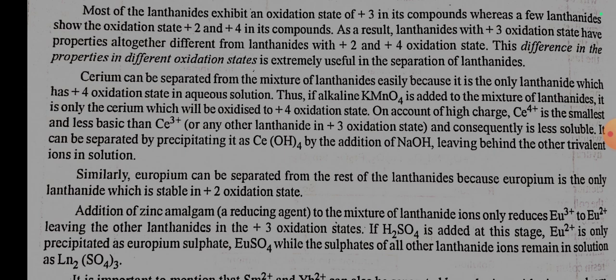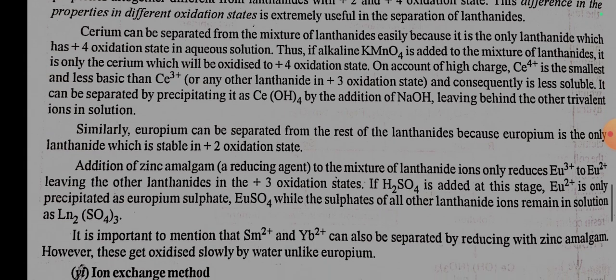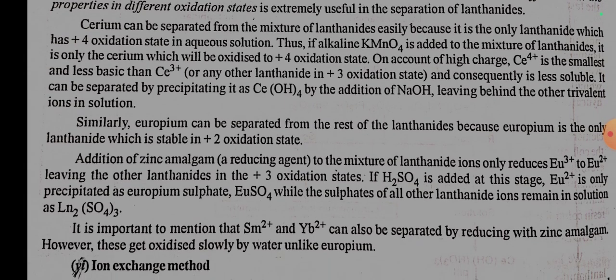Cerium can be separated from the mixture of lanthanides easily because it is the only lanthanide which has +4 oxidation state in aqueous solution. Thus, if alkaline KMnO4 is added to the mixture of lanthanides, it is only the cerium which will be oxidized to +4 oxidation state on account of high charge.